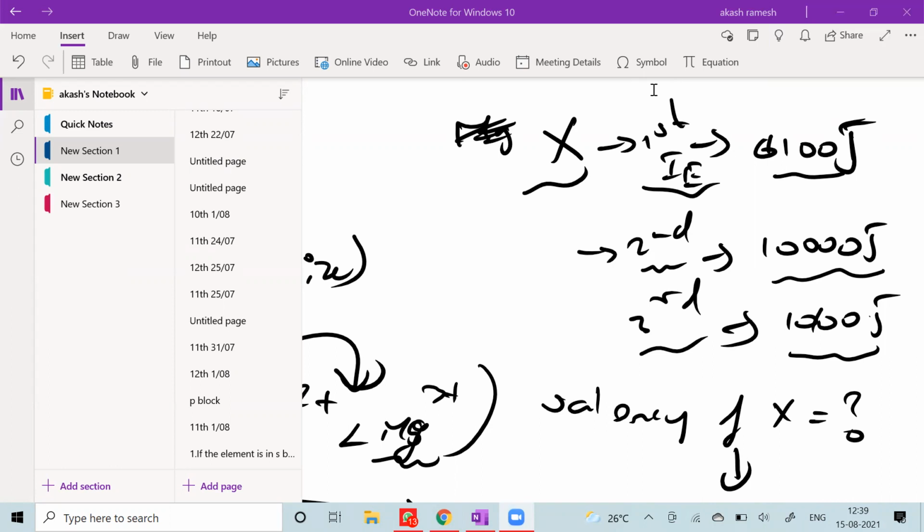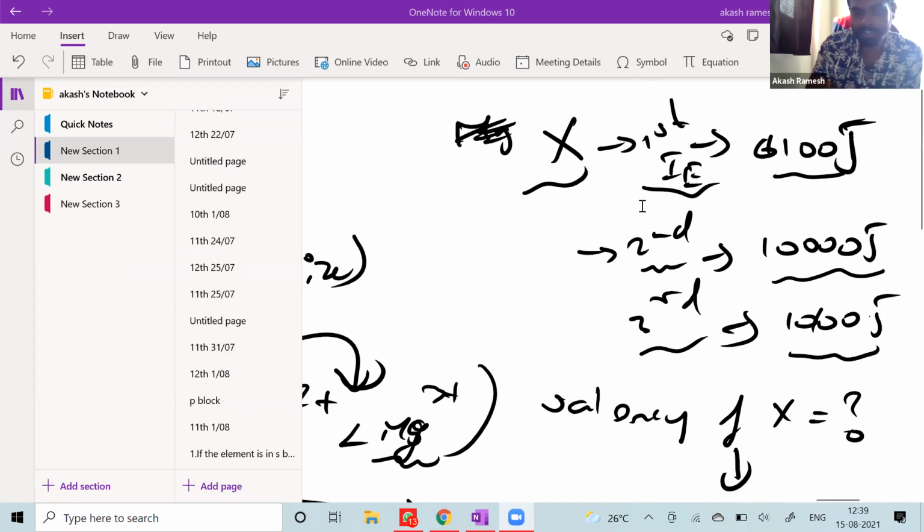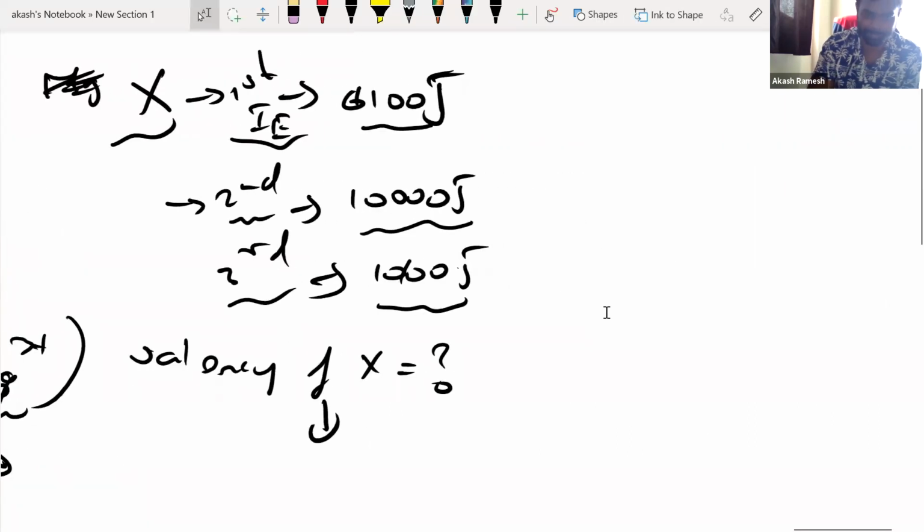Sir, is the ionization enthalpy of Cl minus greater than Cl? Ionization energy of Cl minus greater than Cl. Okay, we'll check it. One second.